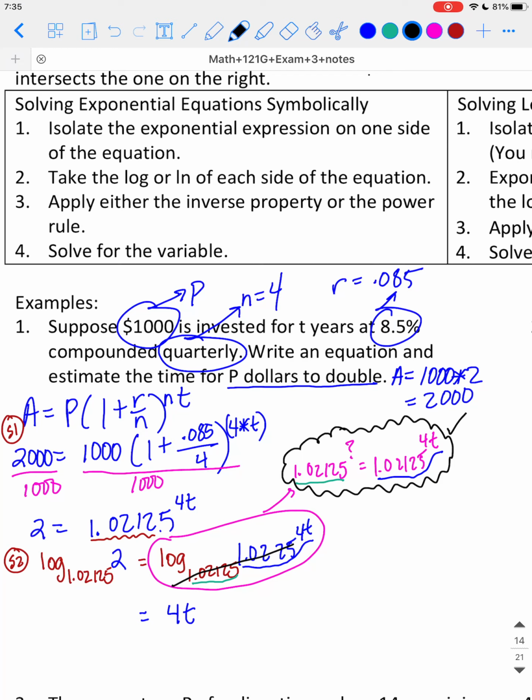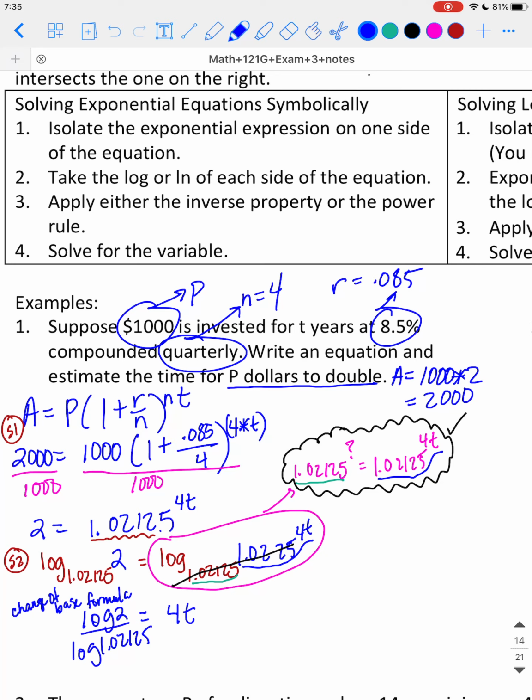And so our calculators might not have a log base of 1.02125. So on the left hand side now, I'm going to use the change of base formula. So it's going to say the log of 2 divided by the log of 1.02125.